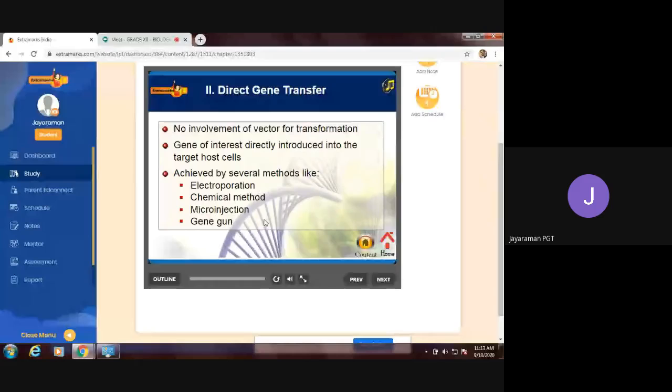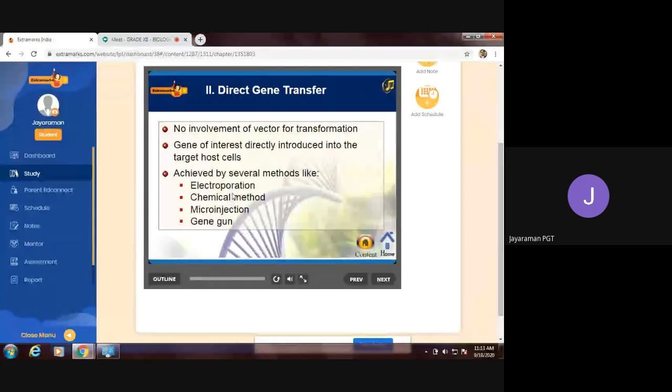Okay, so in this direct method, there is no vector. Over here, no vector is used. The gene of interest is introduced directly into the host cells, by various methods: electroporation, chemical method, microinjection, gene gun. Some methods we already discussed. Electroporation is giving high voltage. When you give the high voltage, the pores form, and then it takes up the DNA.